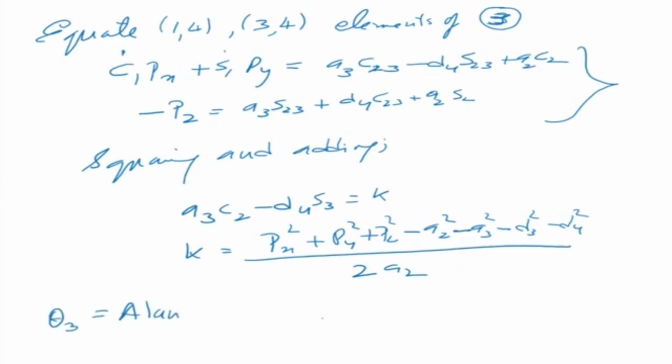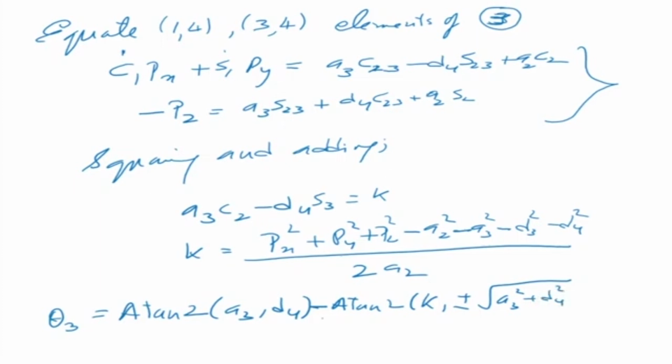And from here we can solve theta 3 as a tan 2 of A3 D4 minus a tan 2 of K plus minus root over A3 squared plus D4 squared minus K squared. So we have solved for theta 3. So we had found theta 1, now we found theta 3.